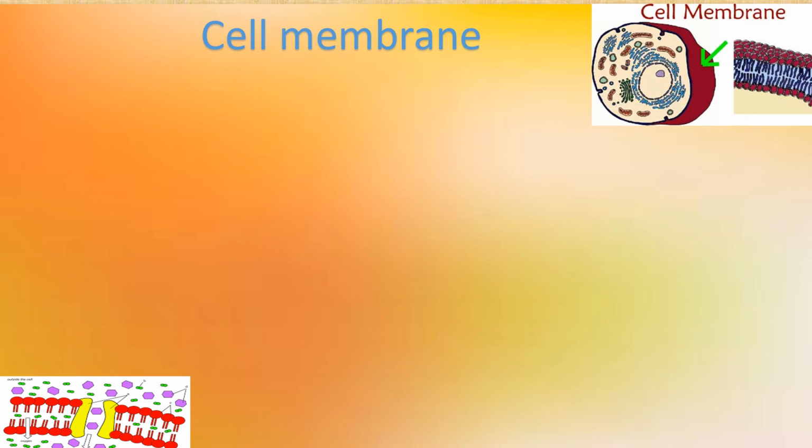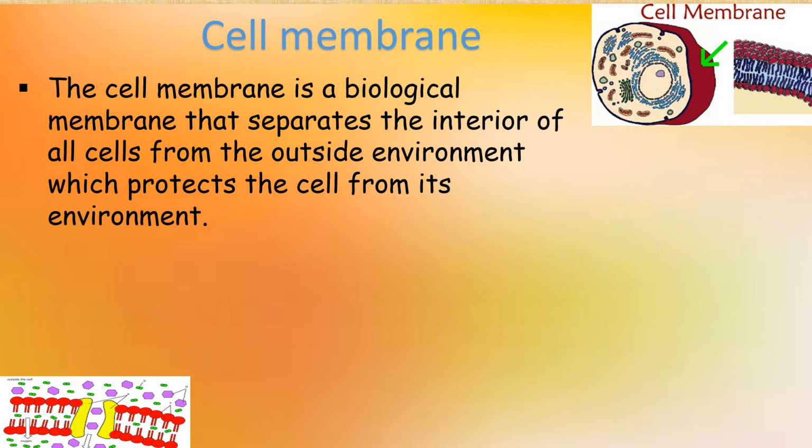Cell membrane. The cell membrane is a biological membrane that separates the interior of all cells from the outside environment, which protects the cell from its environment. All cells are surrounded by a cell membrane. You can see the picture, children. There is a cell membrane. It surrounds the cell.